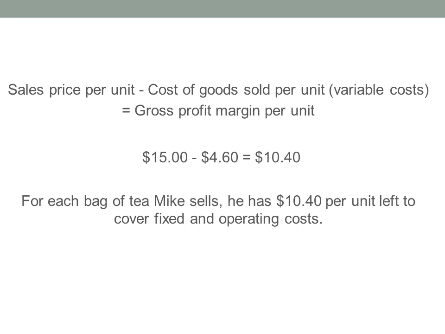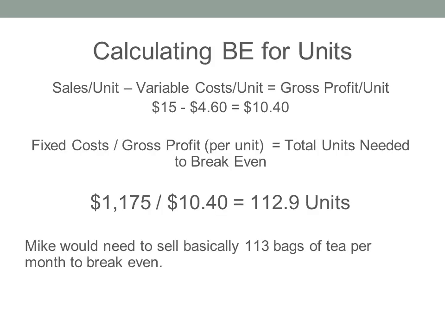So now he has all the information that he needs to calculate the break-even point. In this example, Mike wants to calculate the number of bags of tea that he needs to sell in order to break even. So at the top of the slide, I have carried over the basic equation for calculating your gross profit margin, and then followed that by the formula for calculating the break-even number in units. Remember, units is the number of bags of tea he needs to sell. So now Mike is going to plug all of his numbers into the equation.